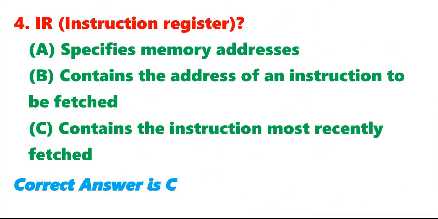4. IR, Instruction Register. A. Specifies memory addresses. B. Contains the address of an instruction to be fetched. C. Contains the instruction most recently fetched. Correct answer is C.